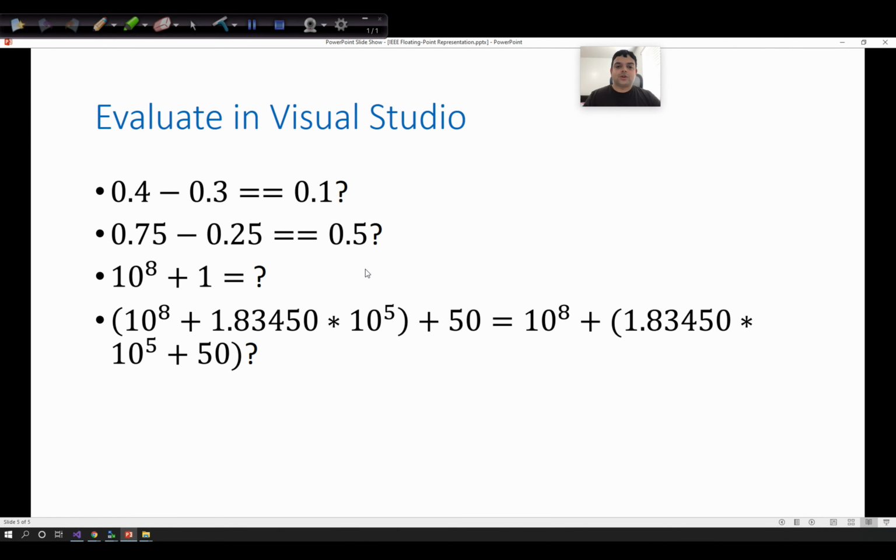There are quite a few different things that we want to pay attention to here. The first one is, we know that 0.4 minus 0.3 is equal to 0.1, but when we represent them as 32-bit floats or doubles, will they be equal to 0.1 or not? That's the question. The second one is whether 0.75 minus 0.25 is equal to 0.5 or not. The next one is, what is 100 million plus 1? And the last one checks whether floating point numbers represented in C++ are associative or not. So let's switch to Visual Studio now, and let's look at some examples.